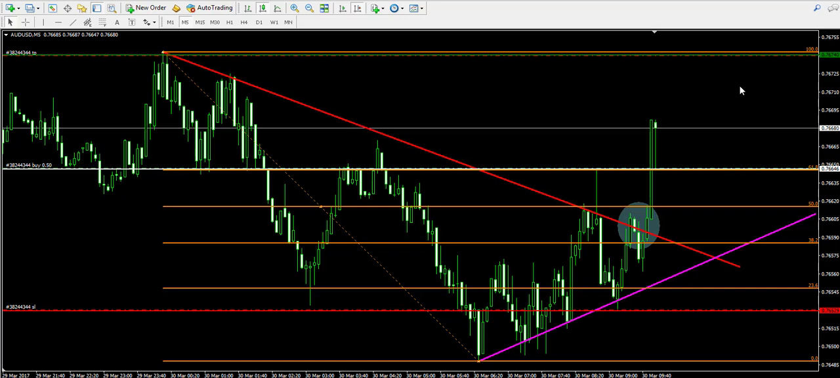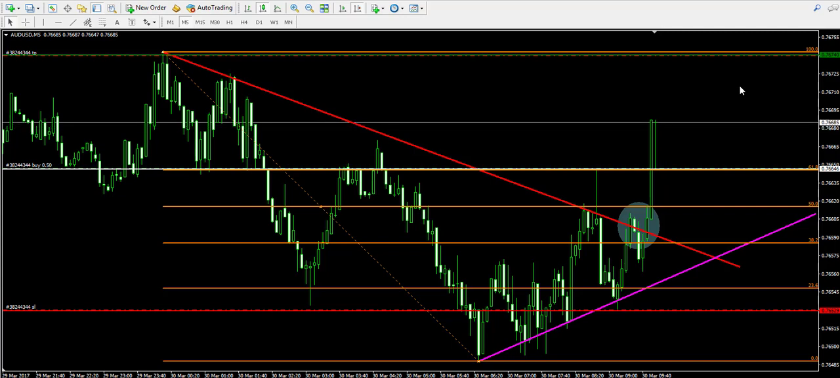You see that the price is hesitating somewhere in the middle of my trade, a bit below the midpoint of my target.